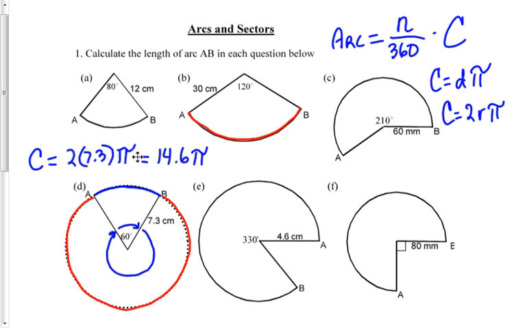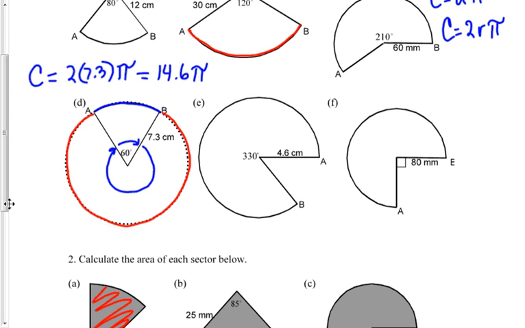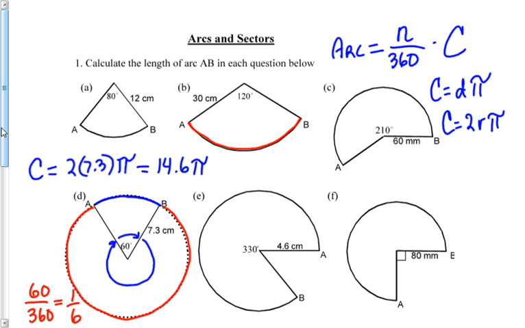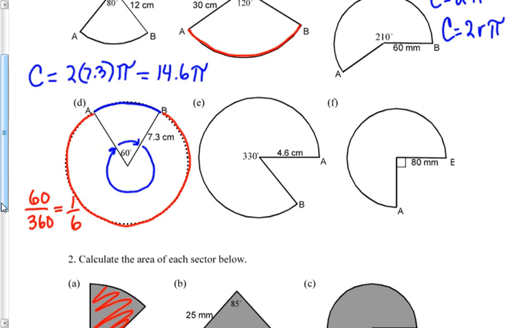To get the portion that I want, I need to use my angle. I need to do 60 out of 360, and I'm going to simplify that as much as I can. That's 6/36, or 1/6. According to the formula, I need to take that times the circumference. So I'm going to take 1/6 times 14.6 pi, and that's the length of my arc AB. I can simplify that as much as possible.